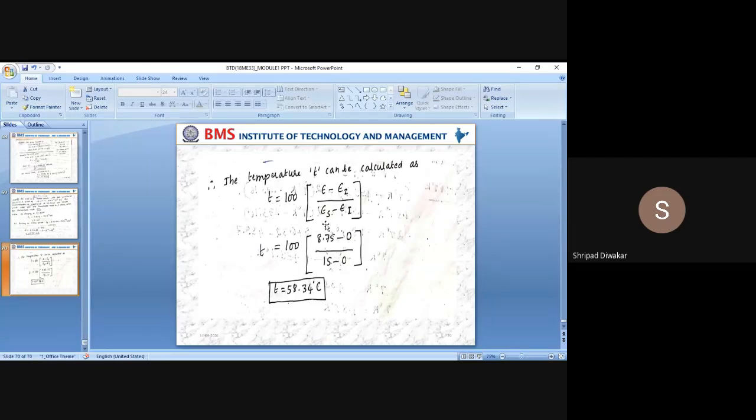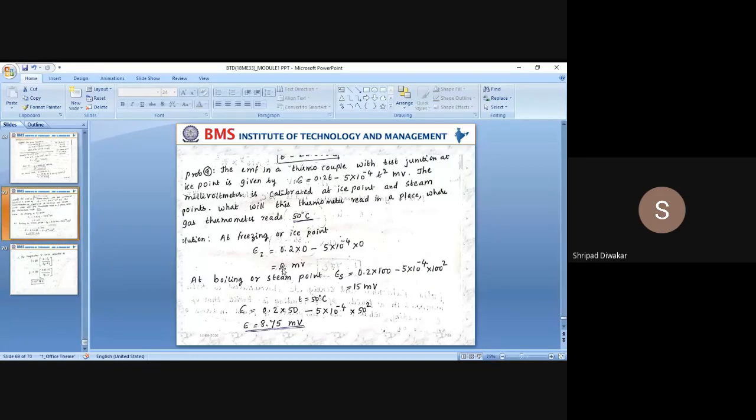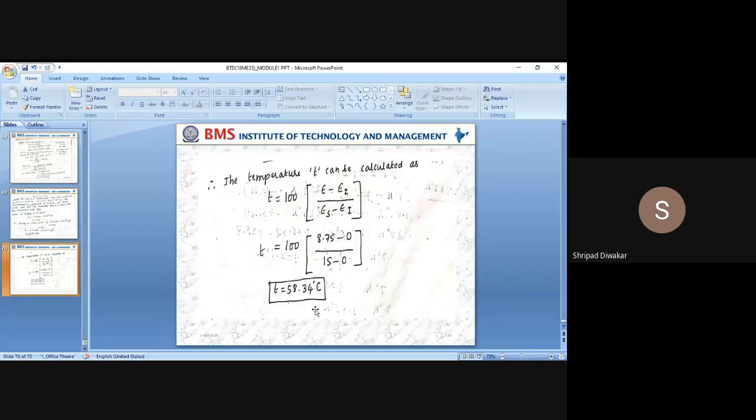And epsilon s is the thermometric property at the steam point, that is 100 degrees Celsius. We got 15 millivolts. So in this problem it is very simple. You only have to remember ice point as 0 degrees Celsius, steam point as 100 degrees Celsius, and this simple formula. No need to derive it. You substitute, and you get the temperature at 50 degrees Celsius.